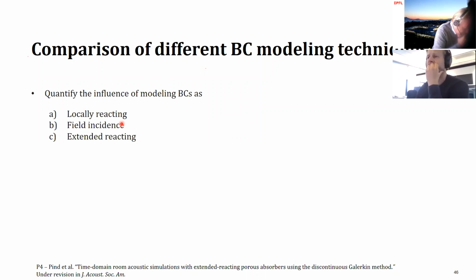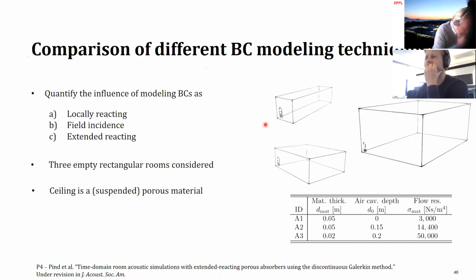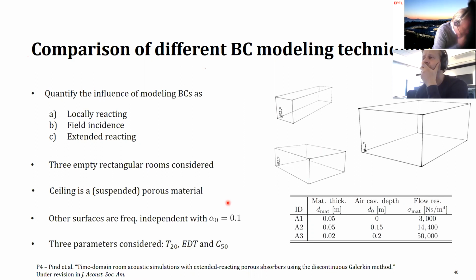acoustics. So we simulate 3 rooms, a hallway, a classroom, and an auditorium, where we have the ceiling of these rooms be the porous absorbers that we have worked with so far, and the other surfaces are frequency independent, absorbing with alpha equal to 0.1, so fairly reflective surfaces. And this is meant to replicate a fairly realistic or typical scenario. And we look at 3 parameters: the T20 reverberation time, the early decay time, and the C50 clarity parameter. And what we do is that we say that the extended reaction simulation is our reference, because that is the most accurate simulation. And then we compute the deviation that these simpler approaches yield as compared to the extended reaction simulation.